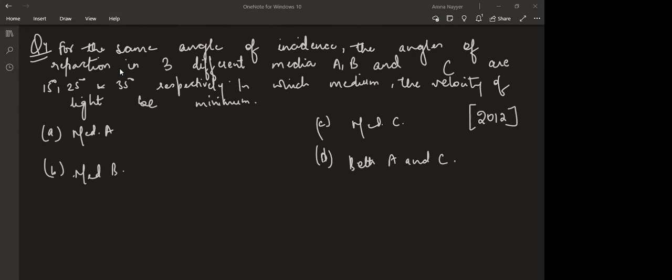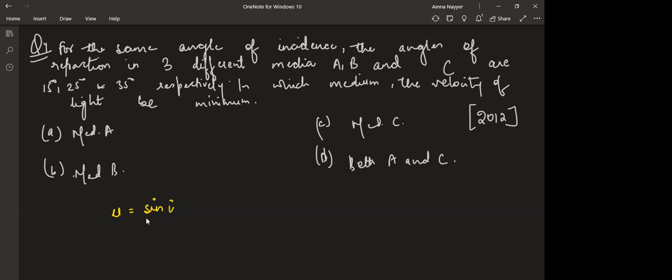So only Samira attempted this question. Let's discuss it now. You know Snell's law, right? You mentioned to me that this law is known as Snell's law.